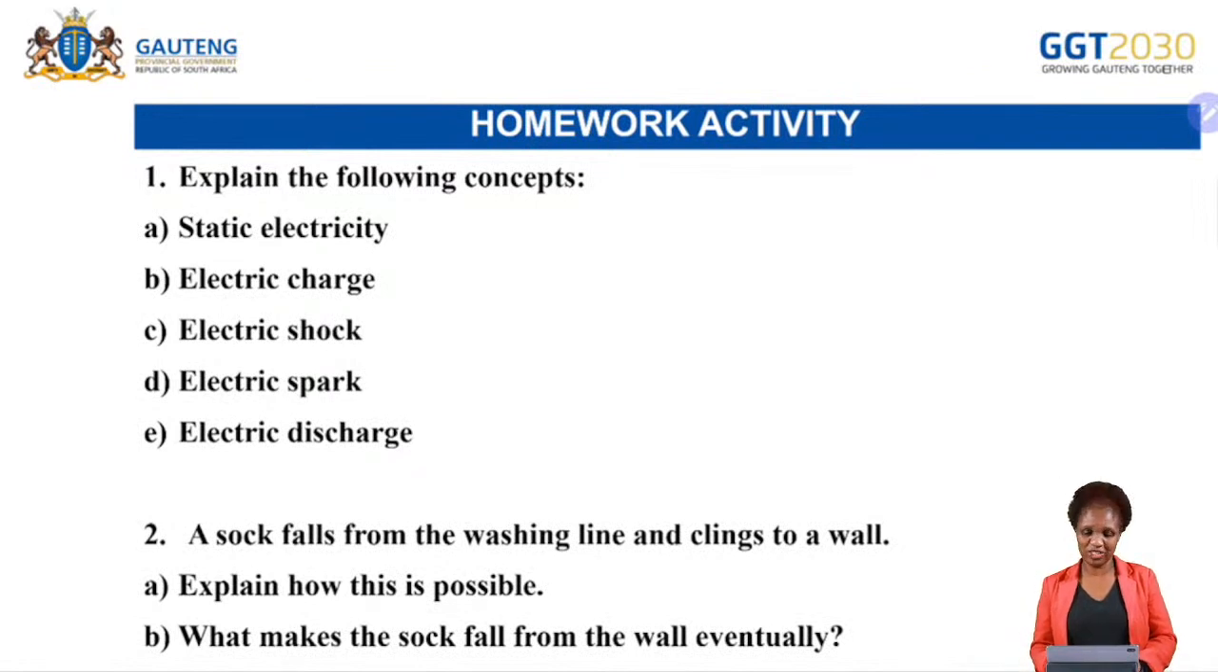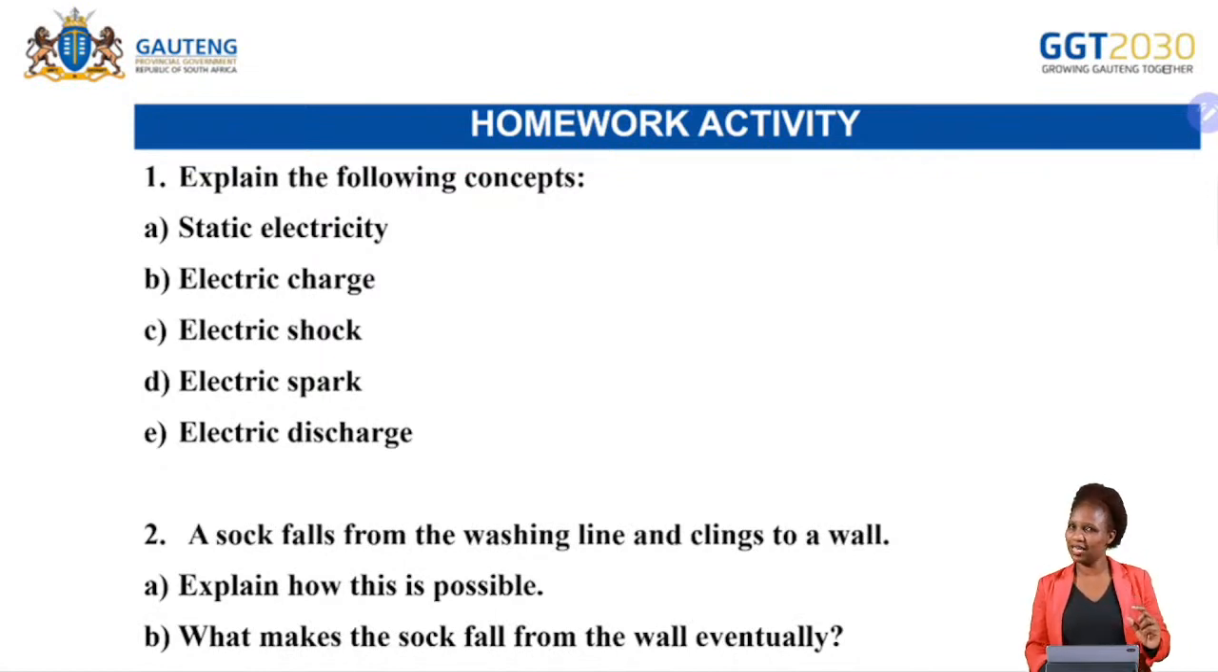Hope you are done copying the question. Question number 1 says, explain the following concepts: A, static electricity; B, electric charge; C, electric shock; D, electric spark; and E, electric discharge. Question number 2. A sock falls from the washing line and clings to a wall. Explain how this is possible. B, what makes the sock fall from the wall eventually? This is our homework, grade 8. So make sure you go home and do this homework, and then you bring the work to class.